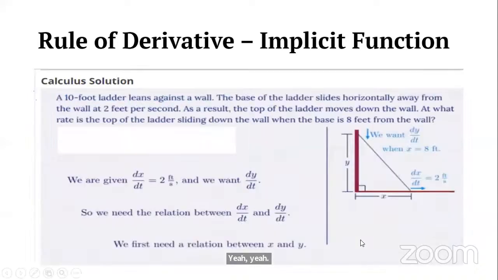Now, let's try to solve the question. Since we know our ds dt and we know our dy dt, that is here, we have to use what? Pythagoras theorem. You get it?